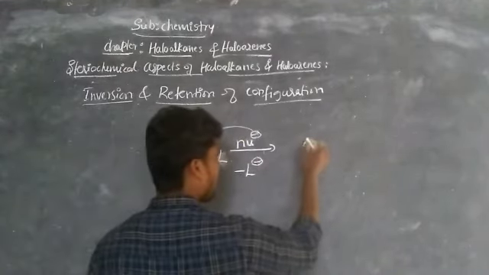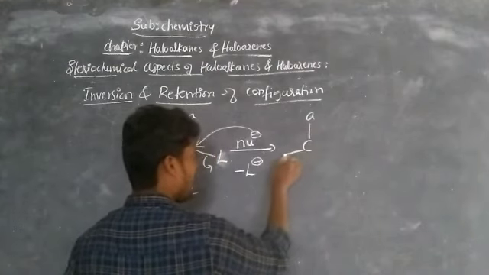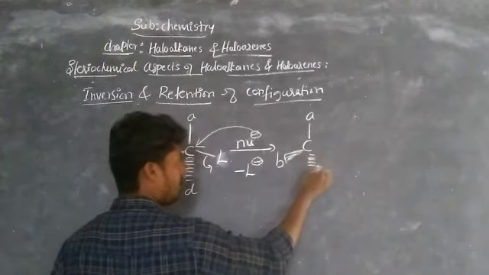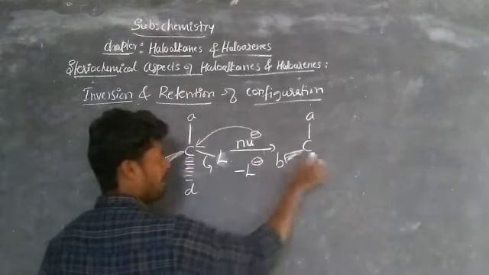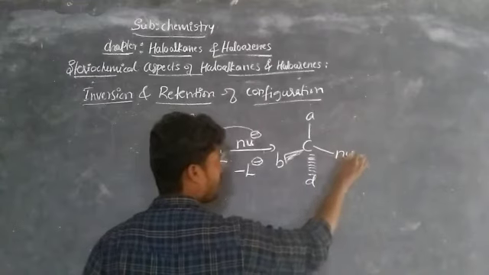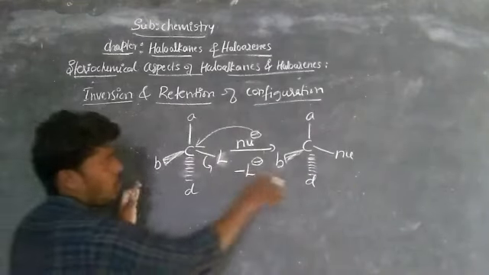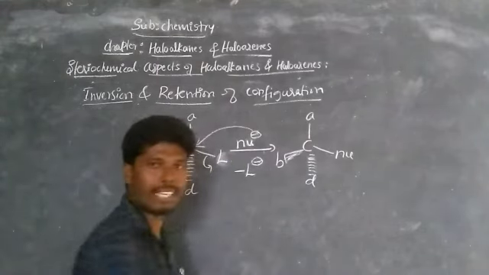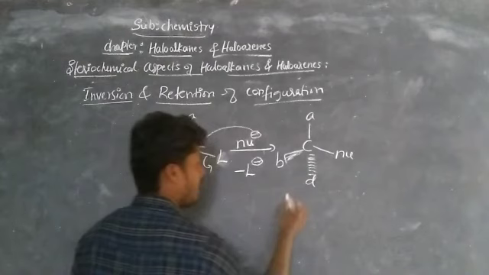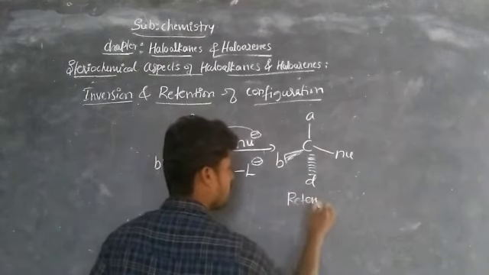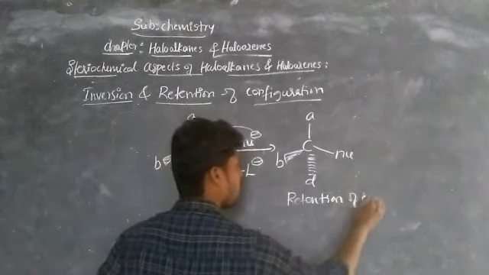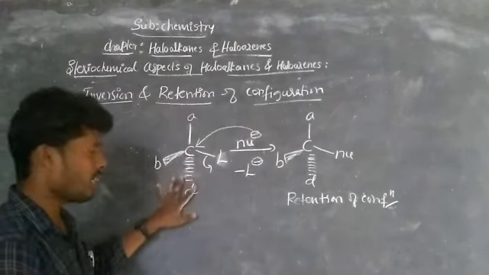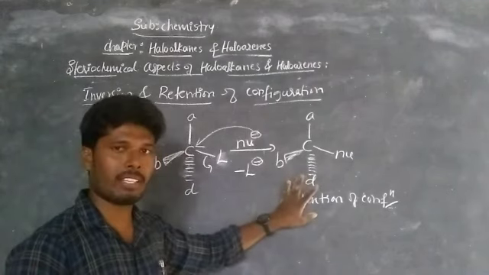What type of compound do you get? C, A, B above the plane, D below the plane, and in place of L you get the nucleophile Nu. Observe, these two have the same configuration. Just in place of L we are putting Nu, the nucleophile. This is called retention of configuration. Retention of configuration means the configuration is retained the same as it is.